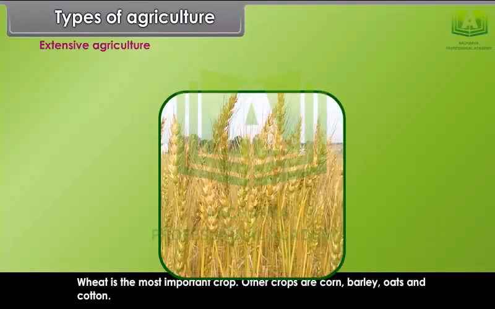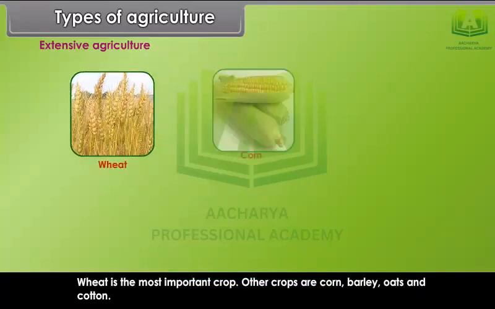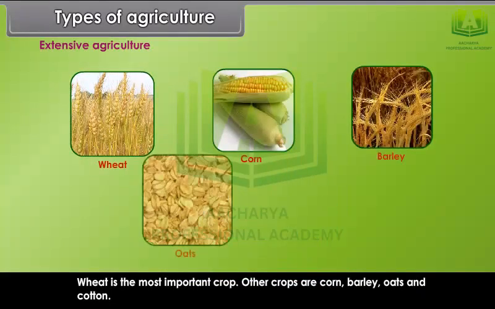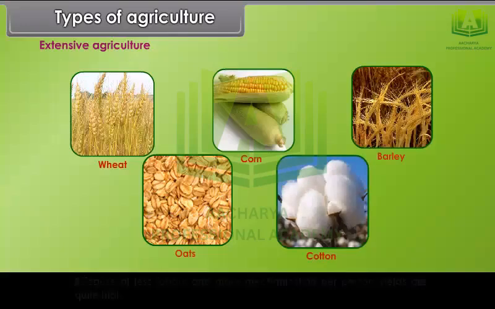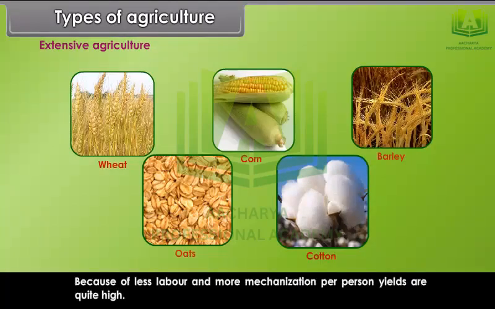Wheat is the most important crop. Other crops are corn, barley, oats and cotton. Because of less labor and more mechanization, per person yields are quite high.